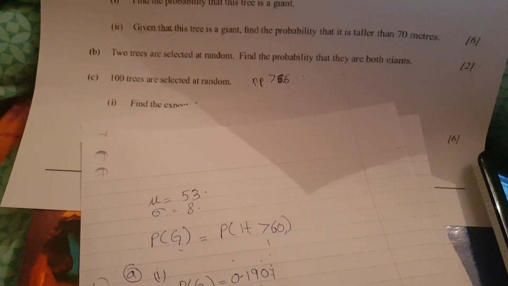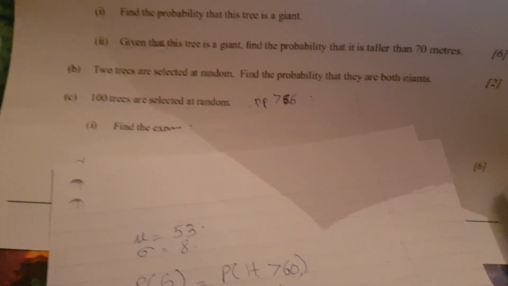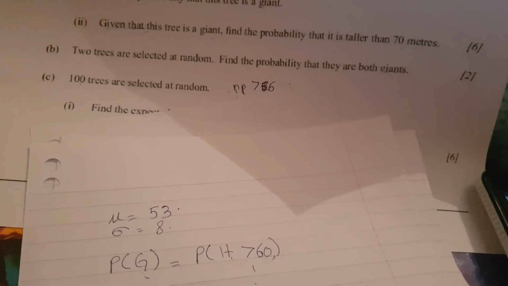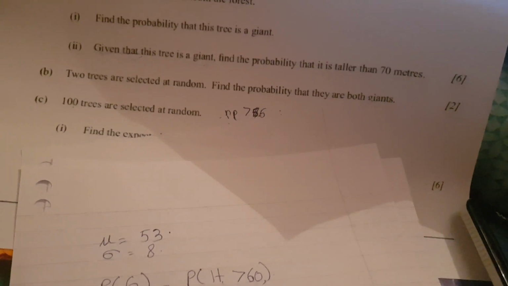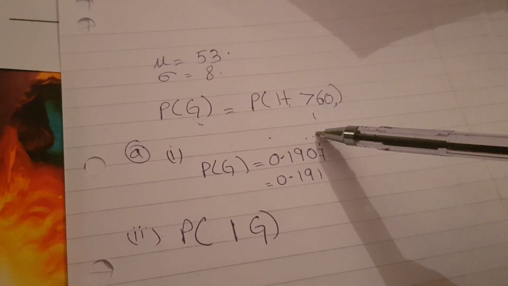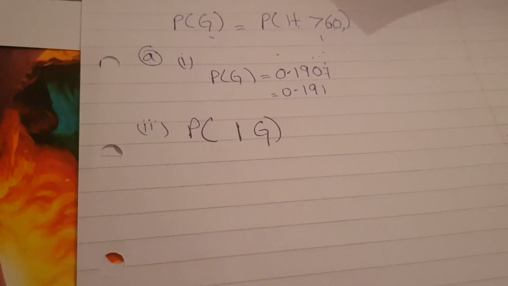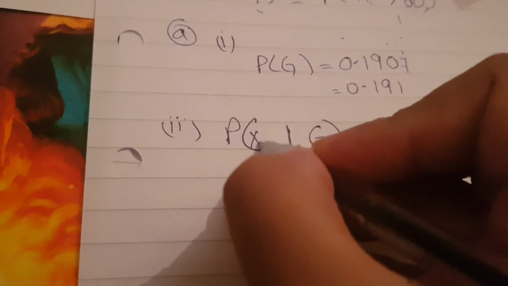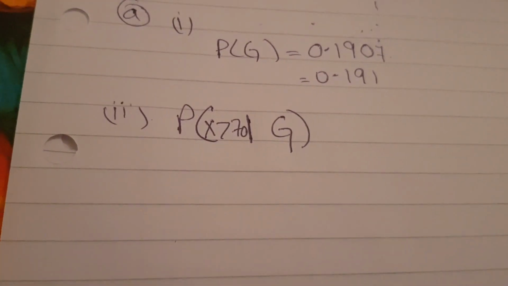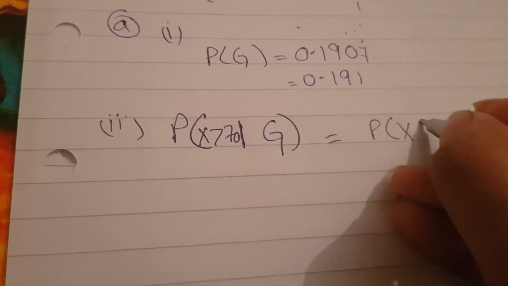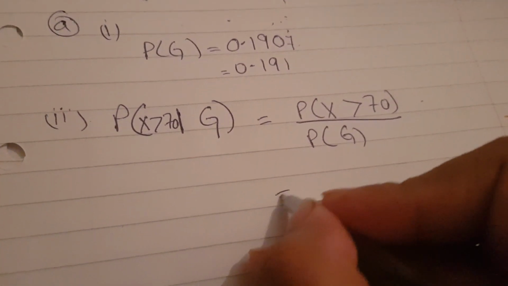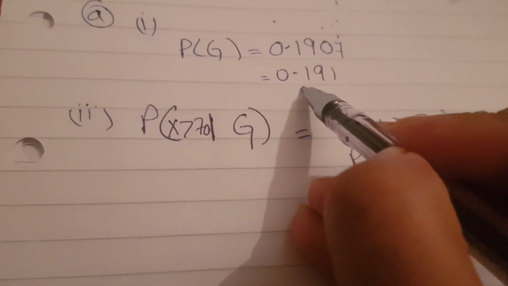One thing is given, that your tree is actually giant, and then they are asking you that if it's a giant tree, what is the probability that the height is greater than 70 meters? To declare a tree giant, my height should be greater than 60. But right now I'm interested in the trees, that if I'm taking a giant tree, what is the probability that its height is greater than 70? Okay, so you can write it as probability of x greater than 70 over probability of g. Probability of g you just calculated in the last part, 0.191.